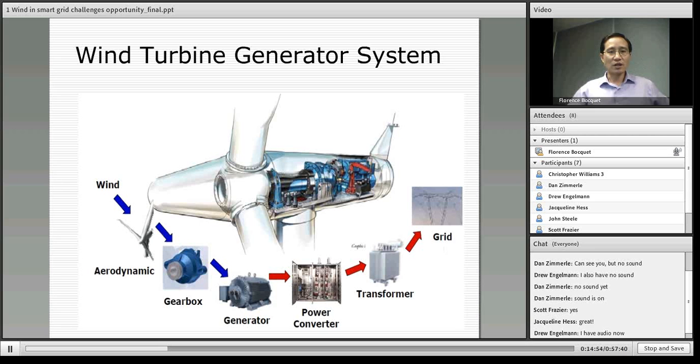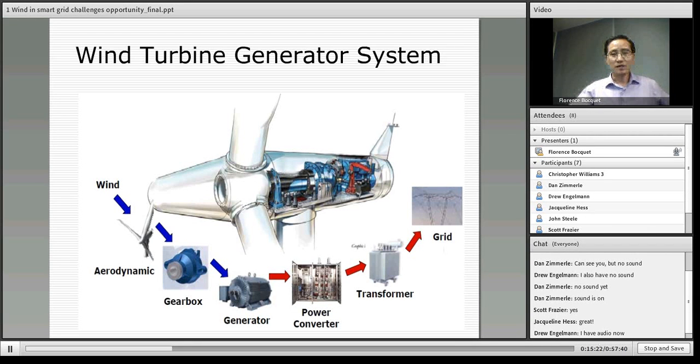So this is an overall picture of a wind turbine generator. So we have wind power coming through the aerodynamic blades. And then we extract wind power and we get mechanical power through the gearbox. And then the electrical generator will get power and produce electricity, going through the power converter and transformer.